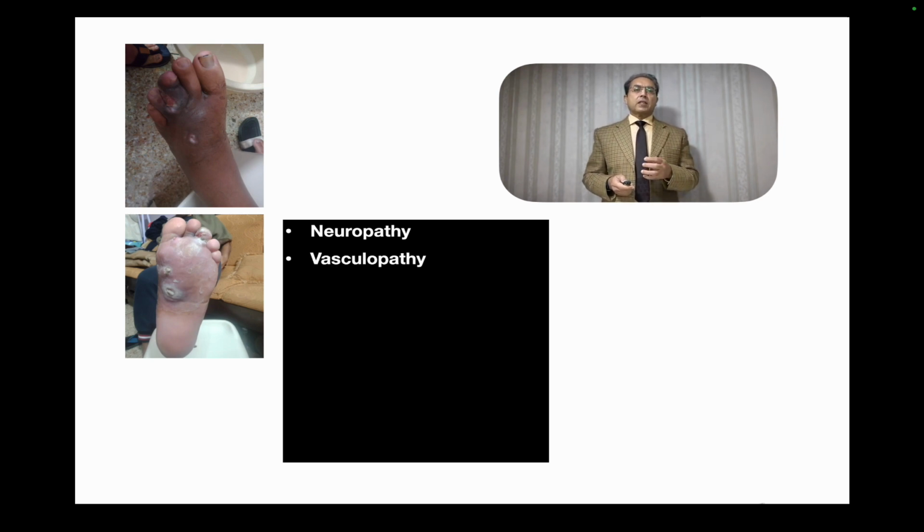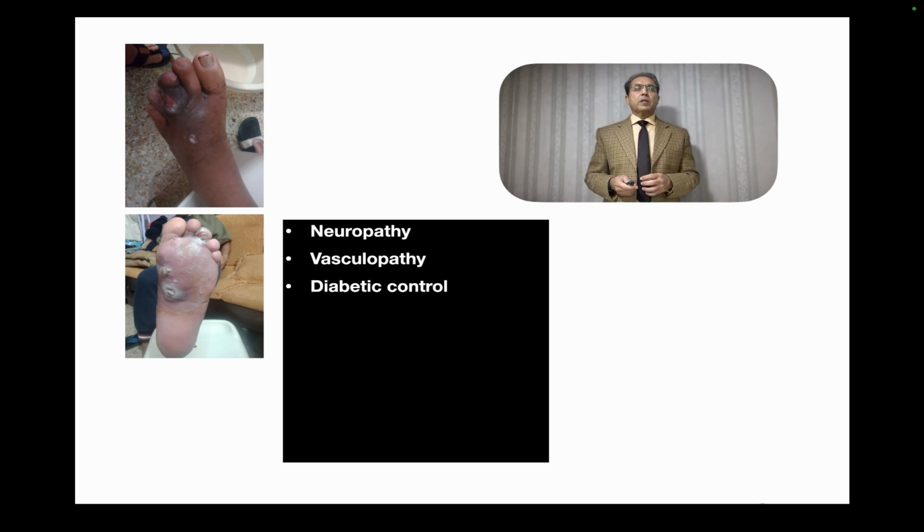And then you check the vasculature of the foot, the dorsalis pedis artery, the posterior tibial artery, and also look for the presence of capillary refill time, because sometimes the arteries may be palpable but there is a problem in the microcirculation. Then you check for the diabetic control.